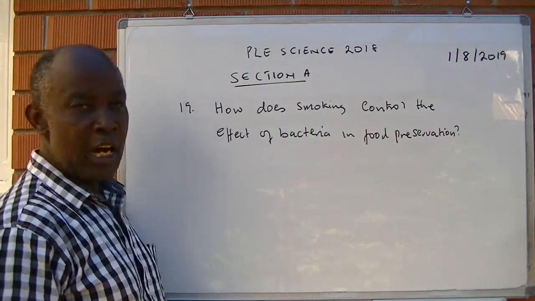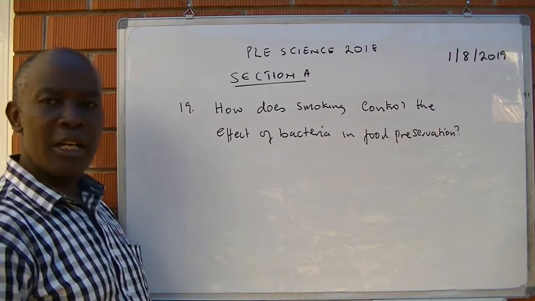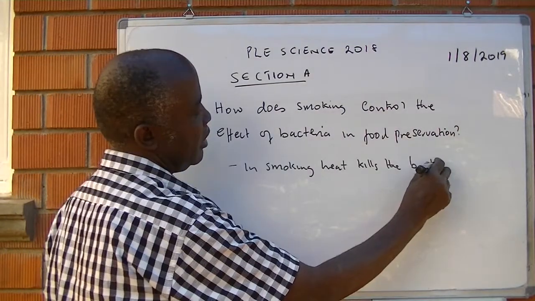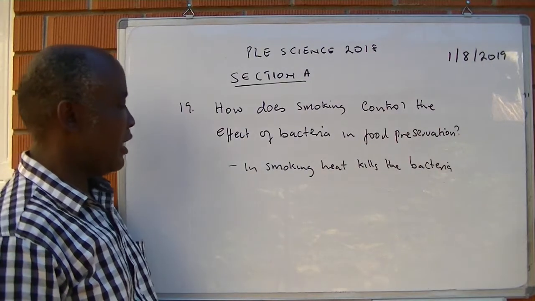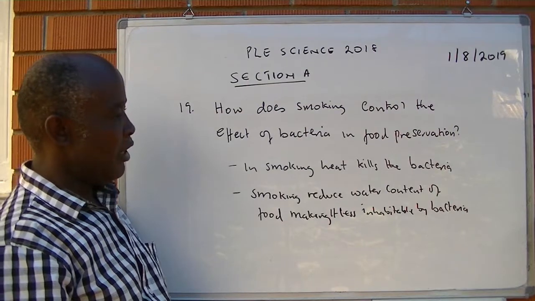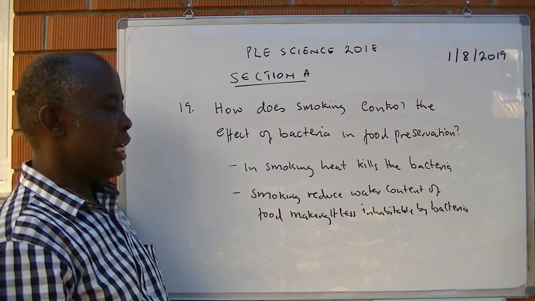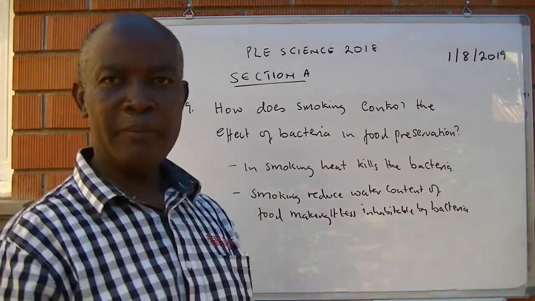Number 19, how does smoking control the effect of bacteria in food preservation? In smoking, heat kills the bacteria. Then 2, smoking reduces water content of food, making it less inhabitable by bacteria.